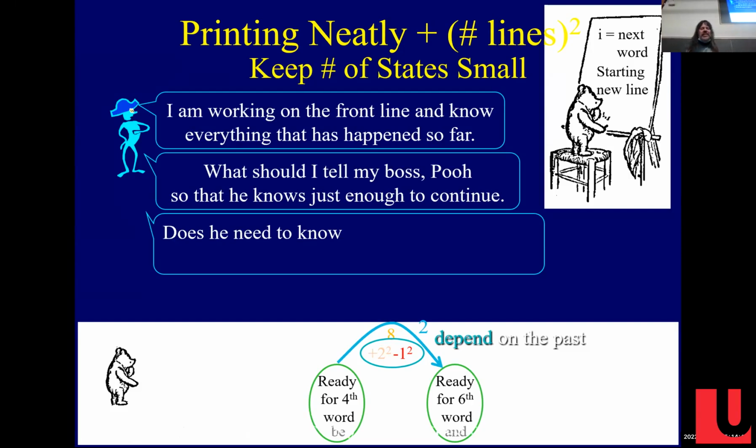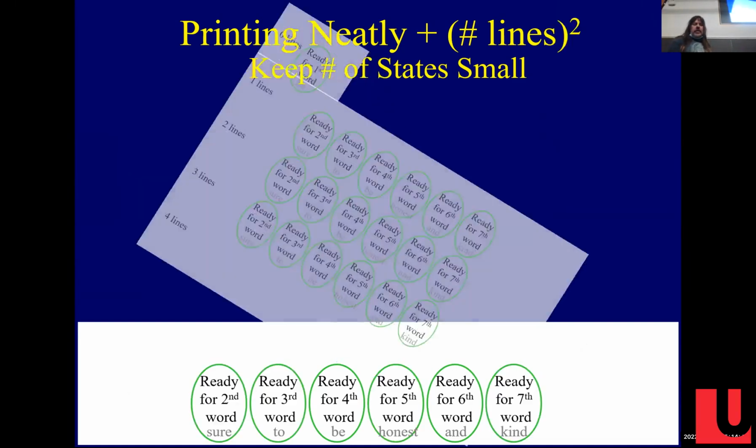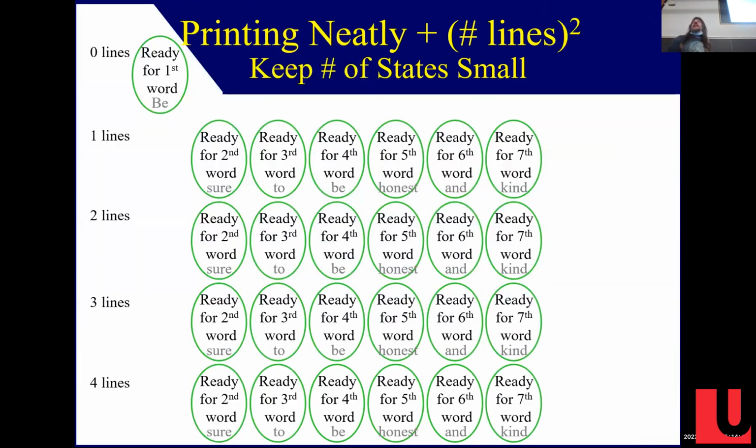All right, so what do we need to tell him? Well, before we didn't tell him how many lines were printed before, and now we need to know that. Does that make sense? So all we're going to change to solve the problem is we're going to tell Pooh Bear not just which word he's working on, we're also going to tell him which line he's working on. And there you go.